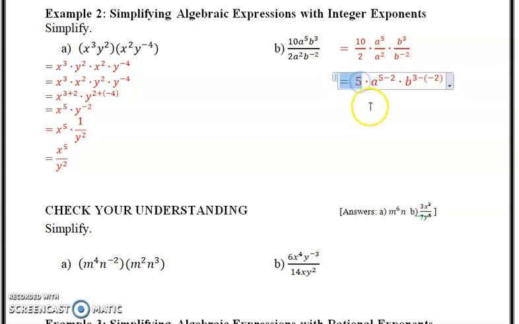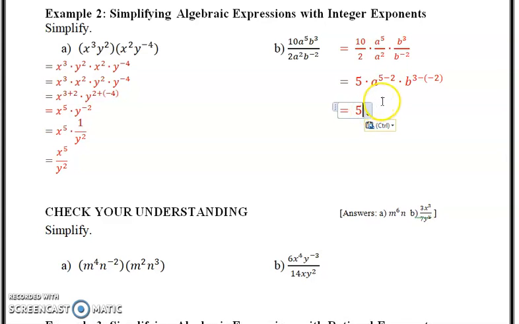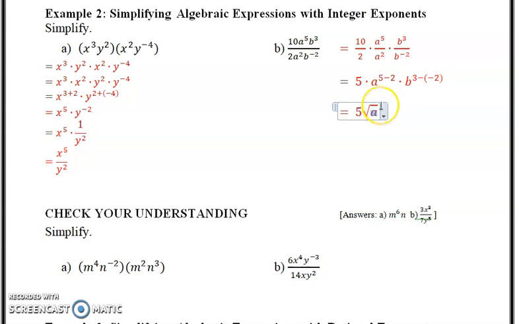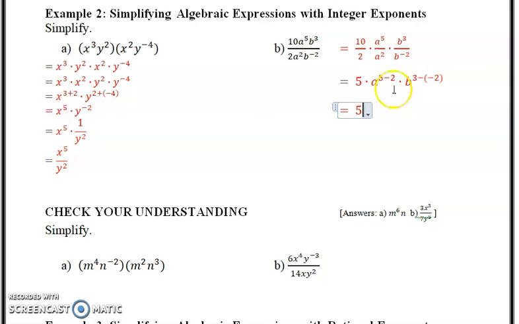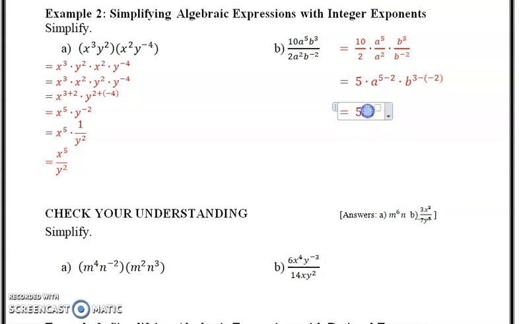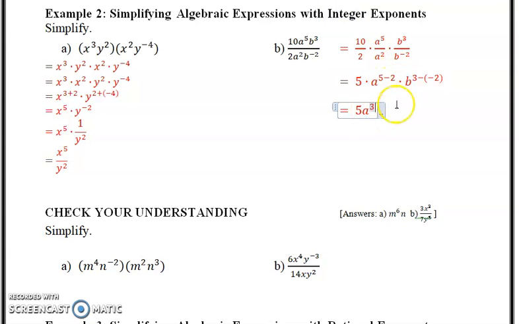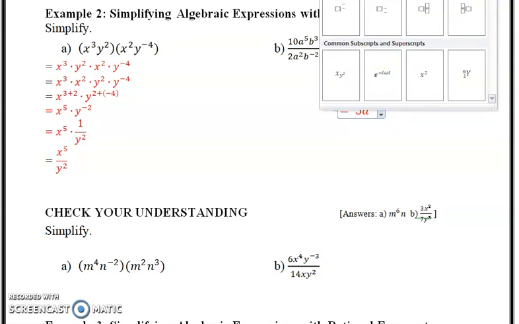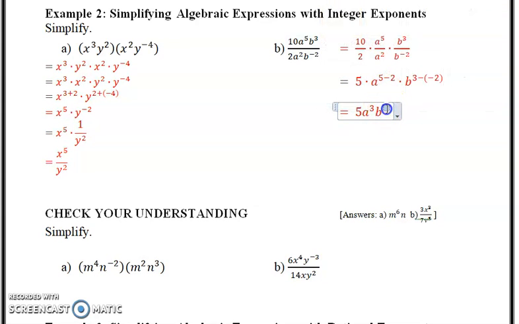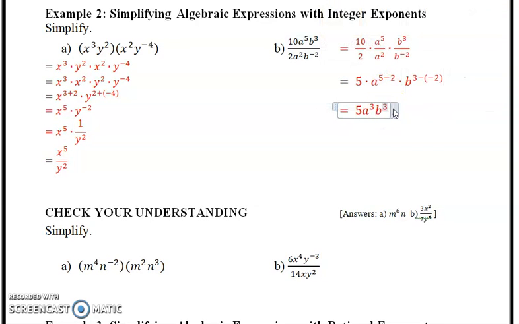So this is going to be equal to 5, a to the power of 3, because 5 minus 2 is 3, and then b to the power of 3 plus 2. Okay, 3 plus 2.